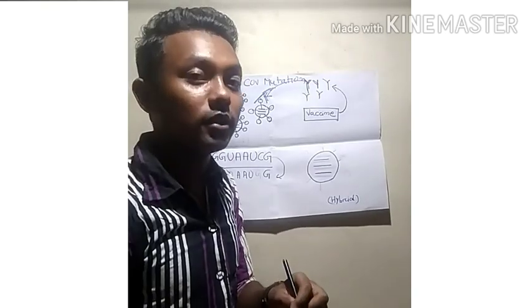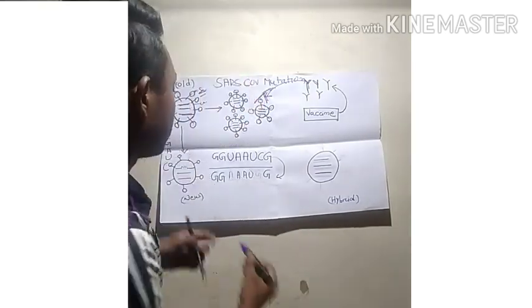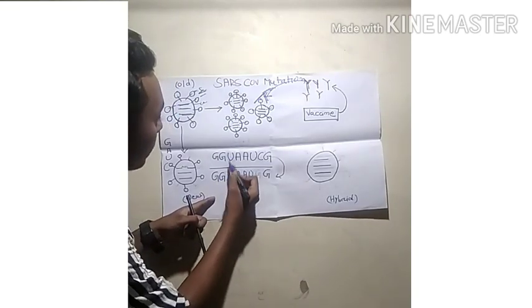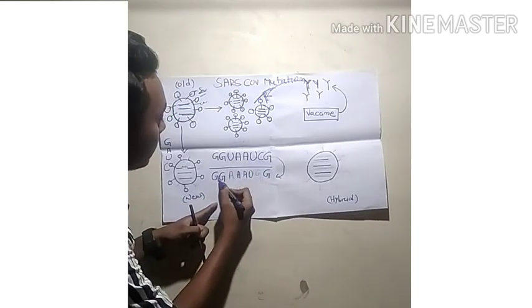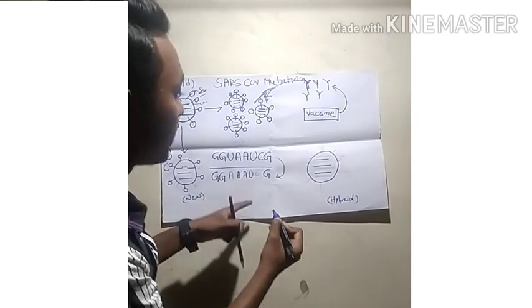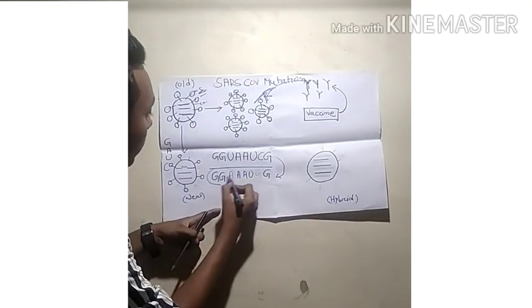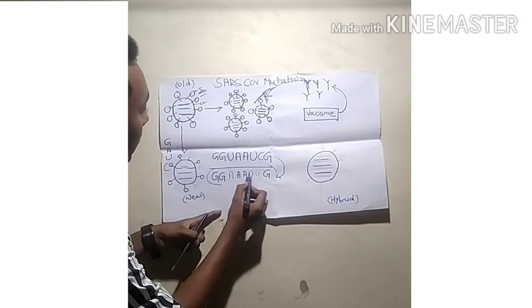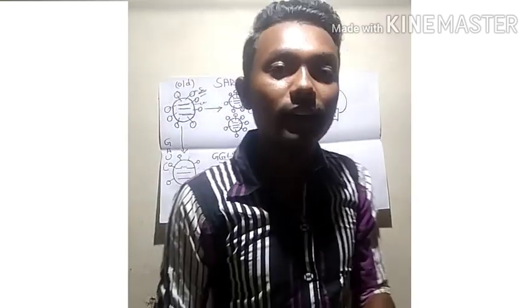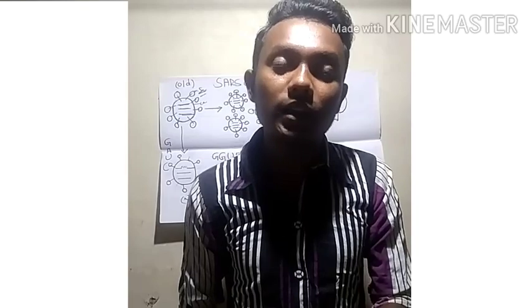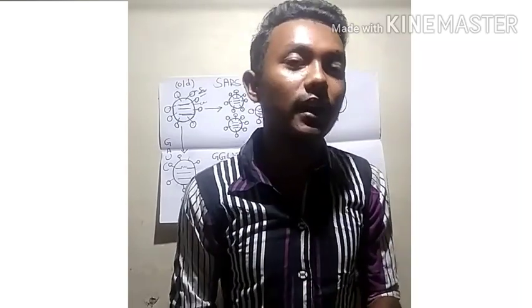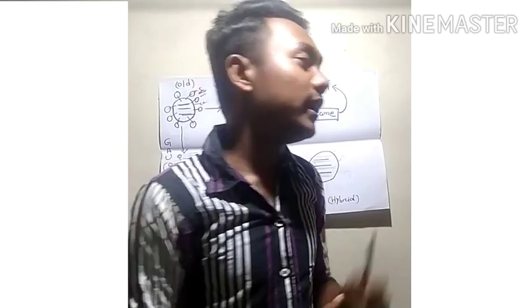the nucleotide sequence change will occur: GGA, U is replaced by A and C is replaced by G. The new strain of virus will contain this arrangement of nucleotides, GGAAAUGG, right? And when this nucleotide rearrangement occurs, it is totally different from the early stage of virus or the earlier strain of virus. So this thing is going on today, right?